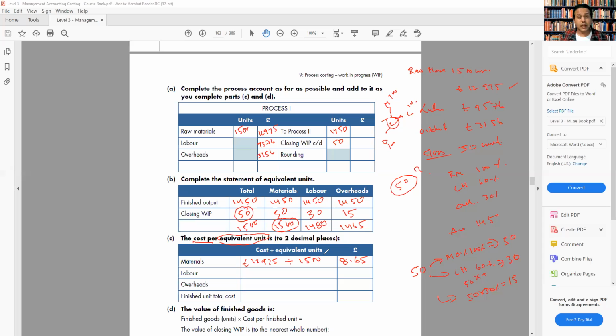The next one we have is labor. How much is the labor cost? 9576.